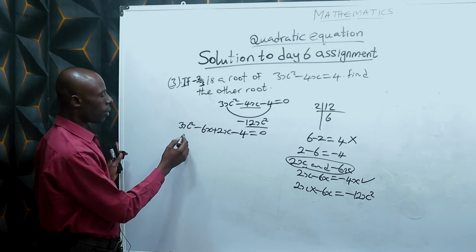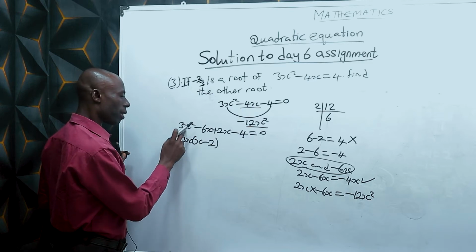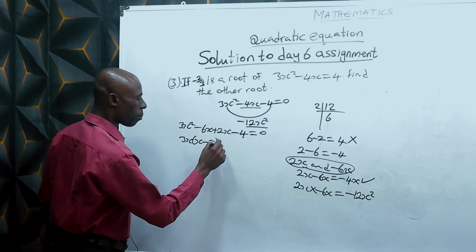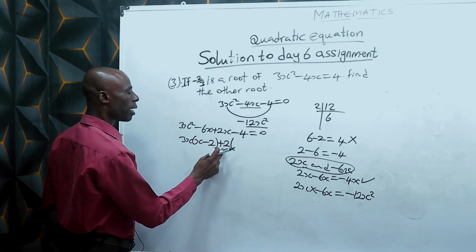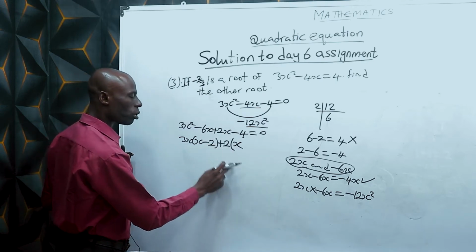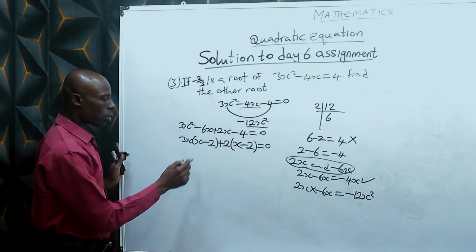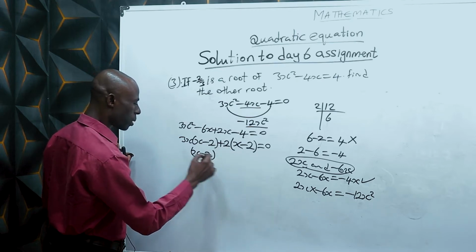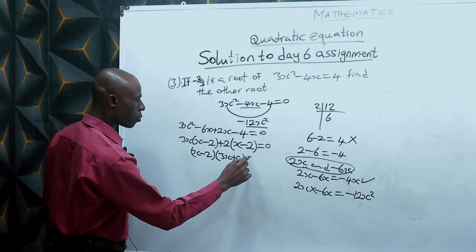3x is common here. We have 3x into x minus 2. You use 3x to divide this, you get x. You use this 3x to divide minus 6x, it gives minus 2. Plus, what is common here? 2. Bring it out. You use the 2 to divide positive 2x, it gives you x. You use the positive 2 to divide negative 4, it gives you negative 2 equals 0. So, x minus 2 is common to the two terms. You bring it out. Left there will be 3x plus 2, which is equal to 0.